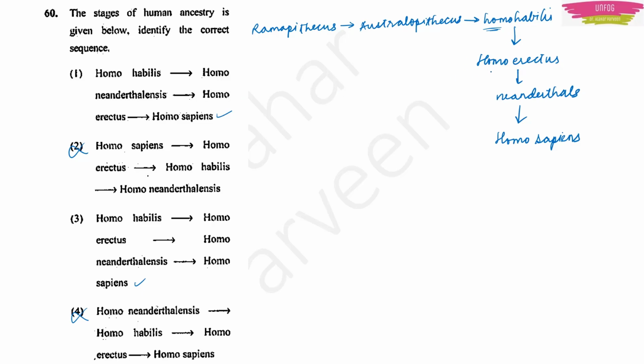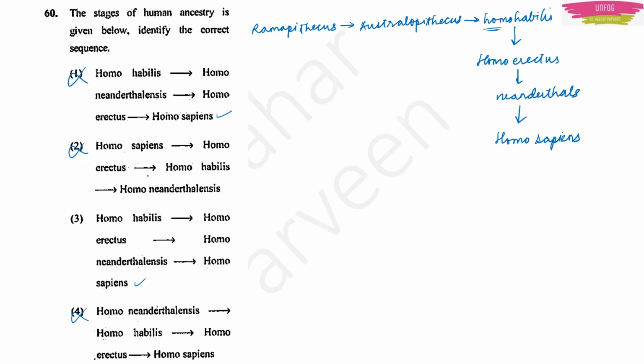The next, according to our order, comes the Homo erectus. So the Homo erectus in option 1 and 3, it can be seen in option 3. After Homo habilis, Homo erectus is coming. So the option 1 again becomes the wrong answer.